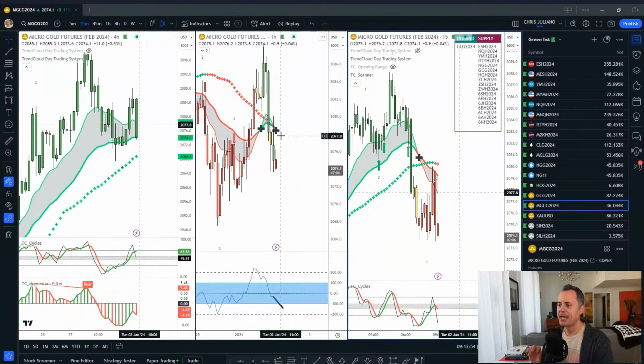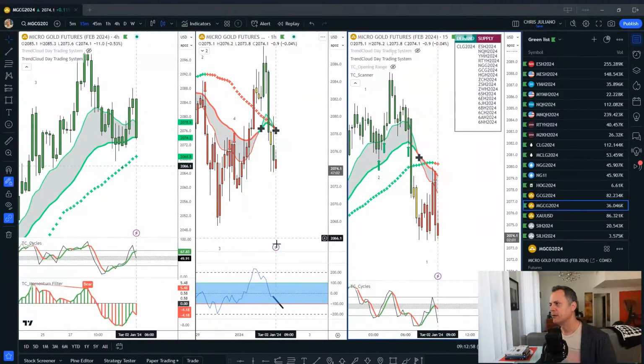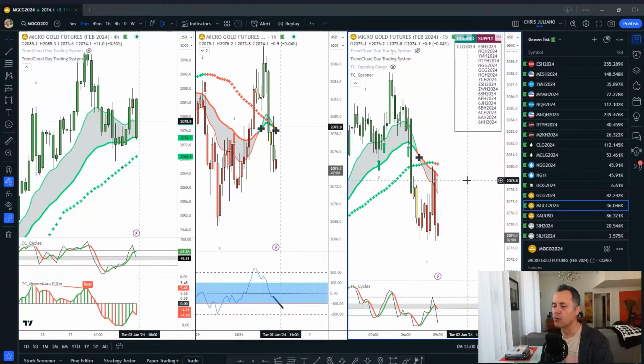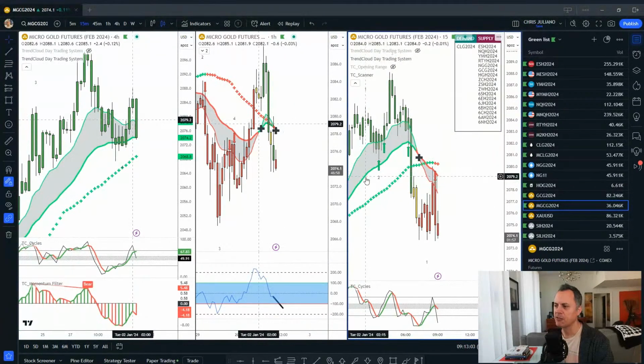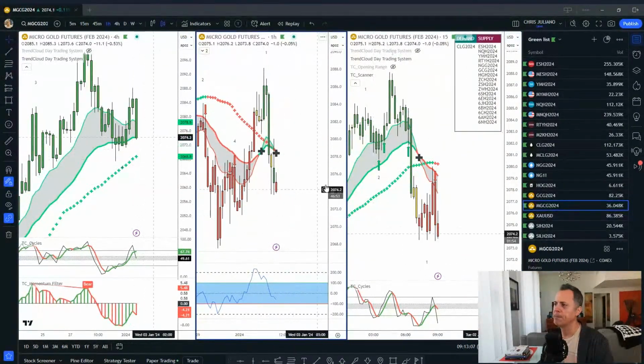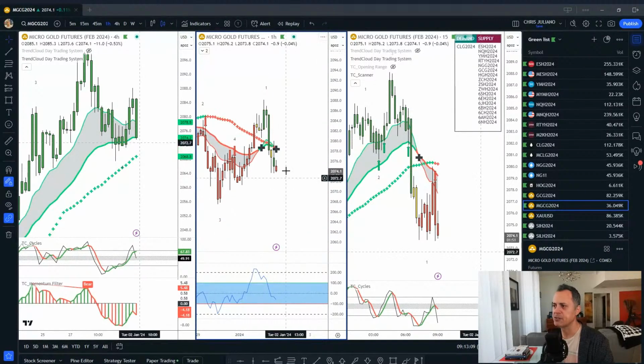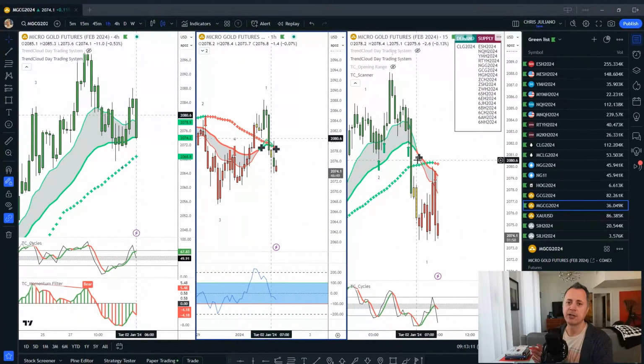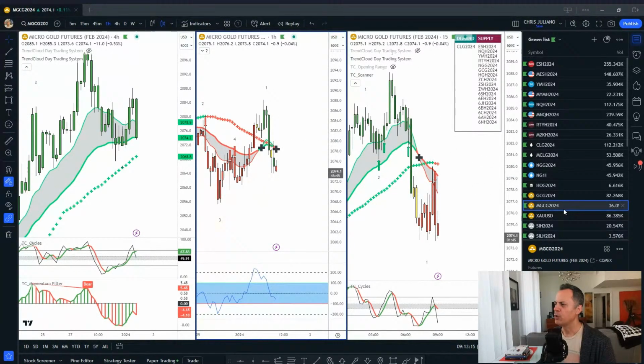And that is what we do in the live room, okay? We do a lot of short-term rapid growth strategies in this live room. It's very exciting. I know you guys are going to love it. And it's the best way to utilize TrendCloud on these instruments. So we always start with the micro gold, and we're trading the micros, guys.